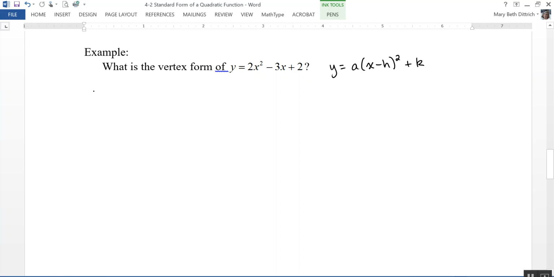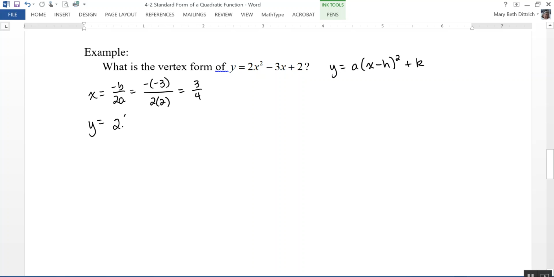So let's start with h. My h is going to be the x of the vertex, so I'm going to do negative b over 2a. So negative 3 over 2 times 2 is going to give me 3/4. To find my k, that's the y of the vertex, so let's plug 3/4 into there.